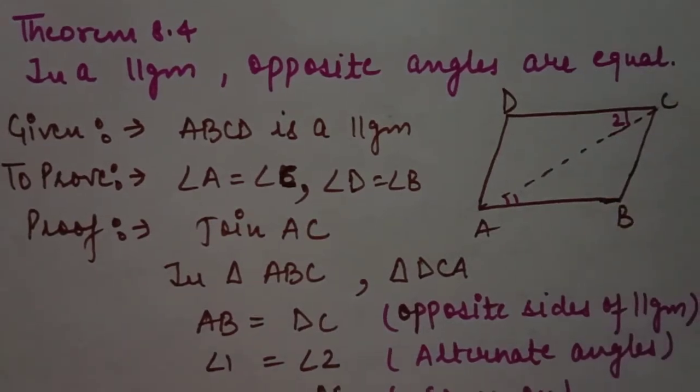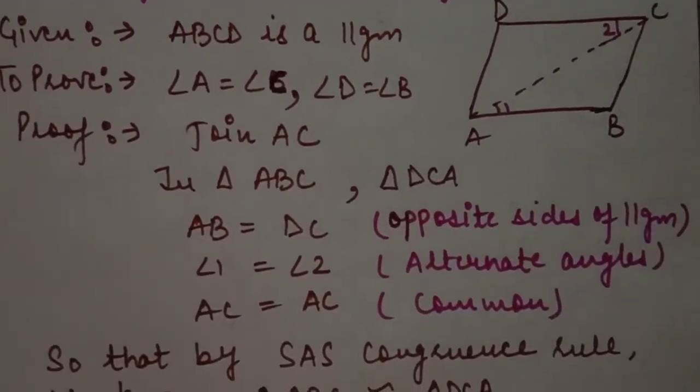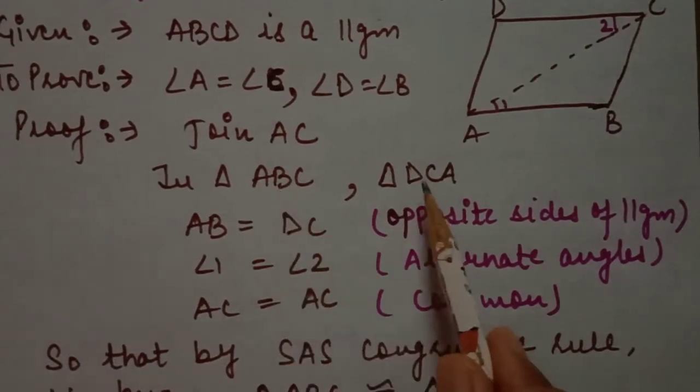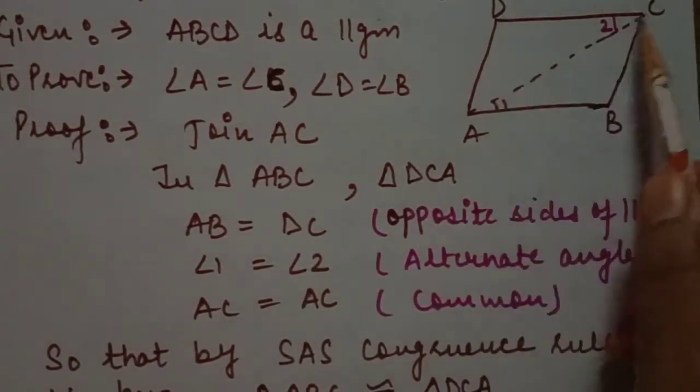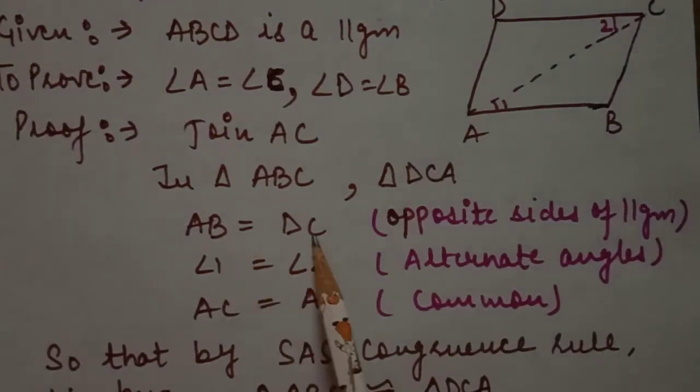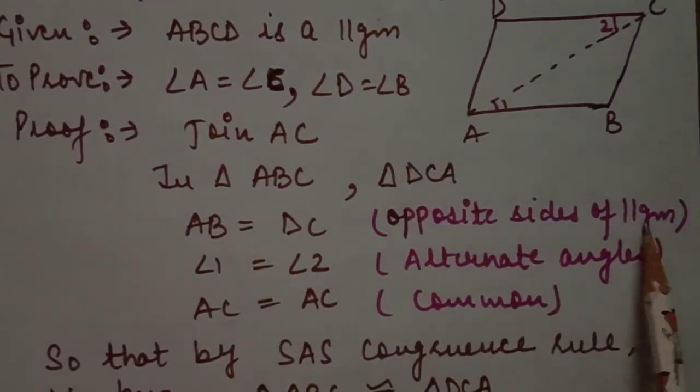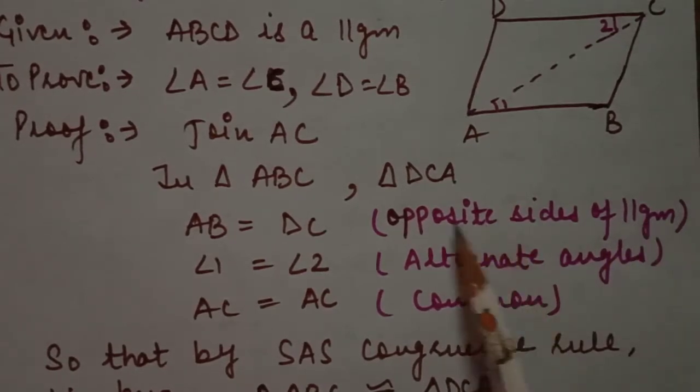So students, now I am going to prove these two triangles congruent, triangle ABC and triangle DCA. First of all, AB is equal to DC, opposite sides of a parallelogram. You can write it as a property of a parallelogram. It is also correct, but you have to give the reason, it is compulsory.